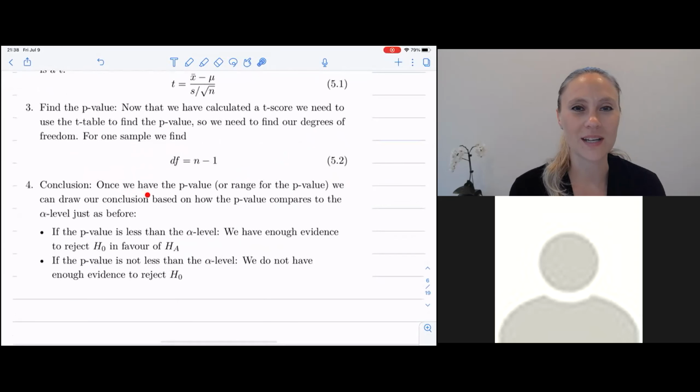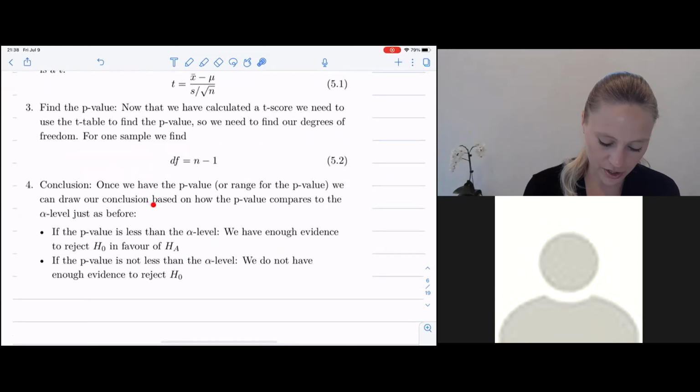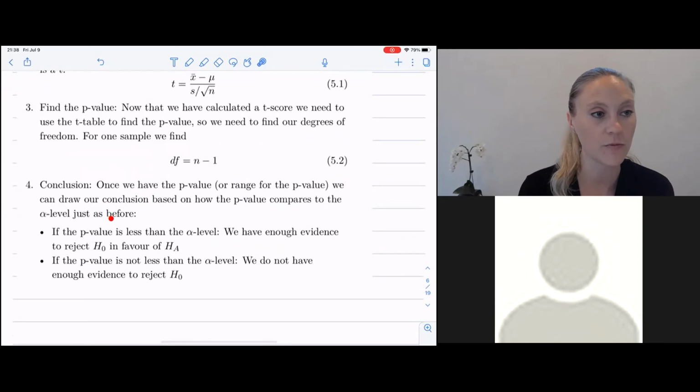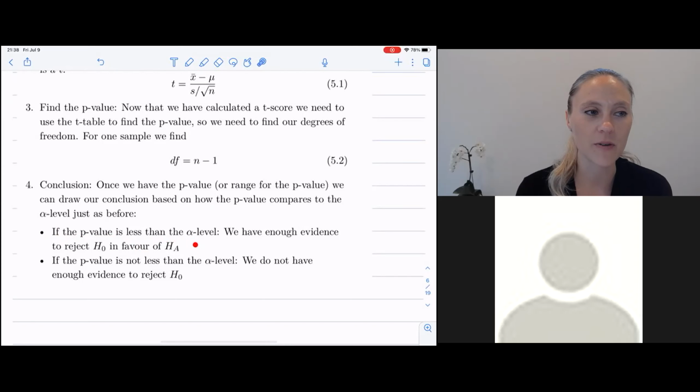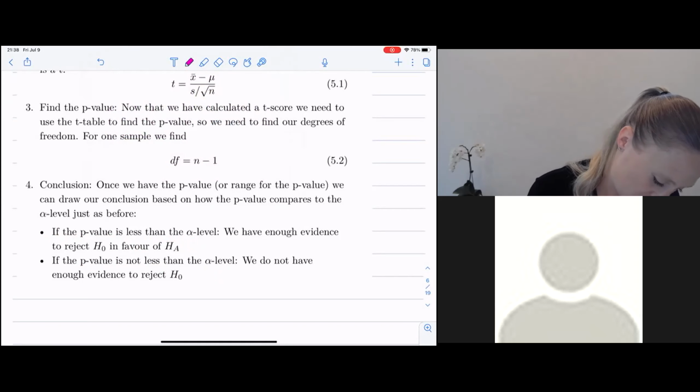For your conclusion, as soon as you have a p-value, everything stays the same. How you get that p-value might change, but how you use the p-value stays the same. We draw our conclusion based on how the p-value compares to the alpha level, just as before. It's just a little reminder of our decision tree. If the p-value is less than the alpha level, so if it's small enough, we have enough evidence to reject H0 in favor of HA. And if the p-value is not less than the alpha level, then we do not have enough evidence to reject H0. So this is just a reminder.